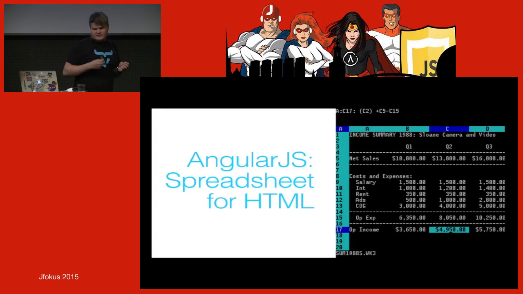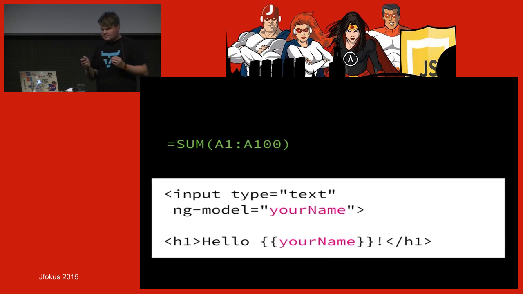I think Misko is right. So in AngularJS, it's kind of a spreadsheet for HTML. So why is that? If you think about spreadsheets, you see these kind of references all over the spreadsheet. But that's the same thing with AngularJS. You are referring from one DOM node to another one and kind of binding these together. And it's a pretty powerful concept.